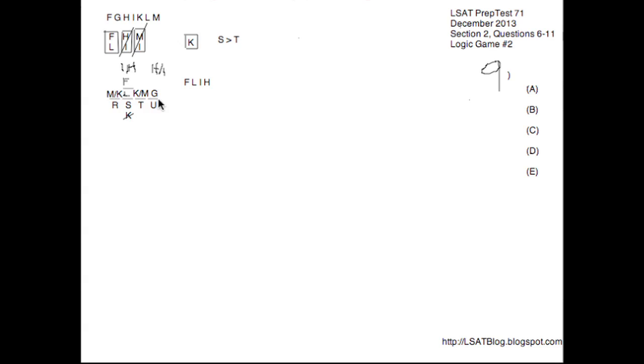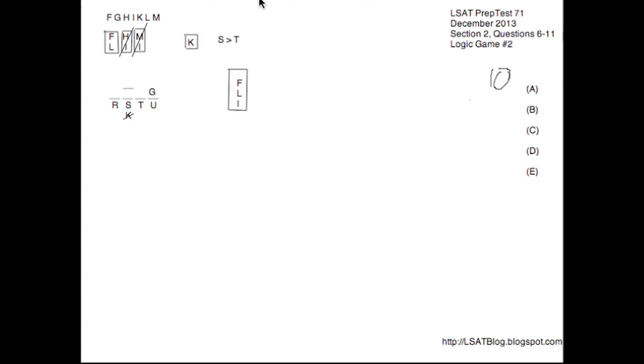Must M go to T? No, as we said, M and K are interchangeable on R and T, so A is gone. Looking at B, L goes to S, yes, that is a must. That's one of our inferences here, so B is our answer. I will run through the other choices though. K goes to T. No, K is interchangeable on R or T. We don't know where it's going. Looking at D, I goes to S. No, I and H are interchangeable on S and U, so that's gone. And finally E, H goes to S. No, H could go to either S or U. We don't know, so B is our answer for number 9.